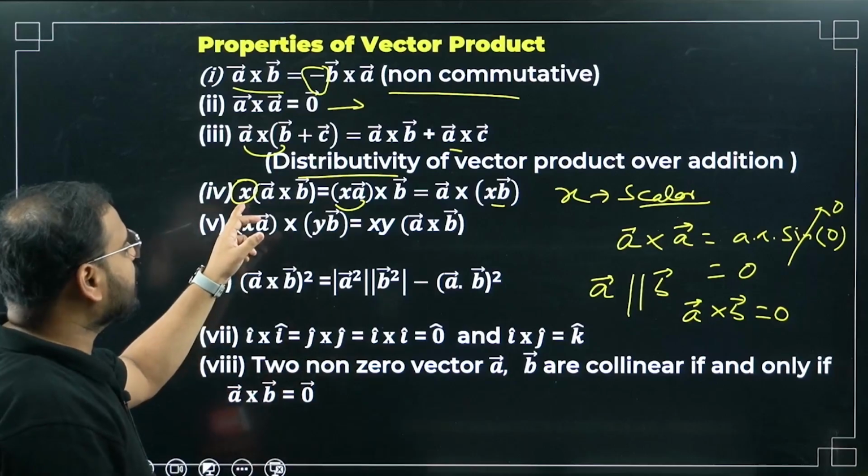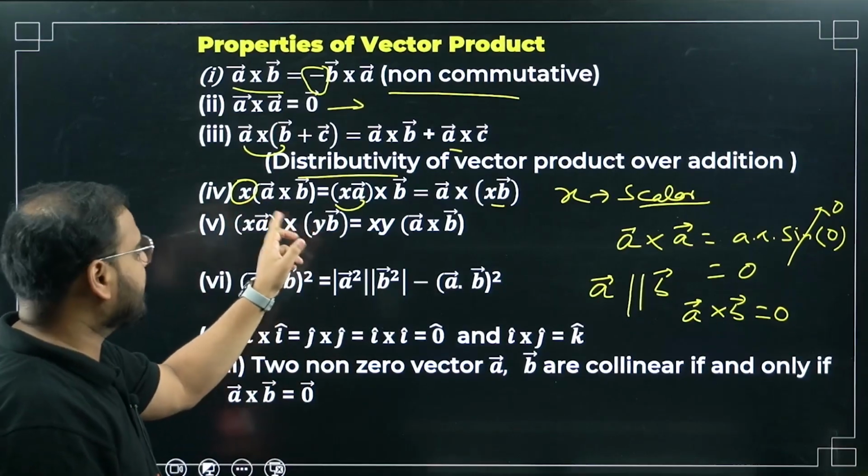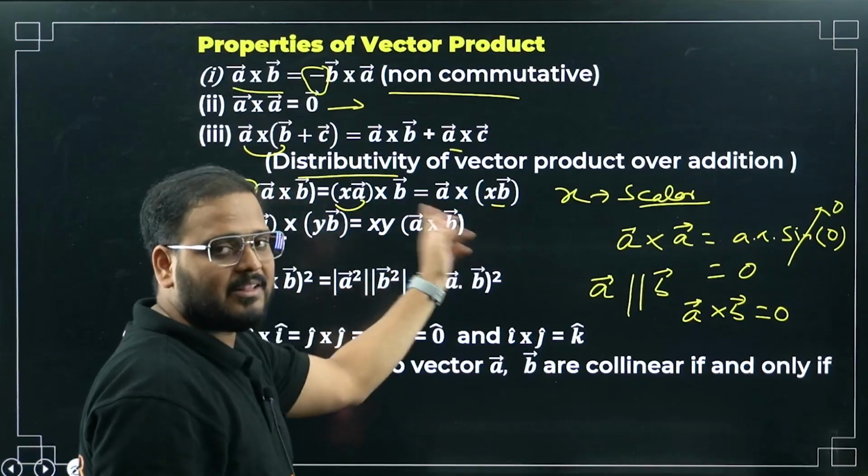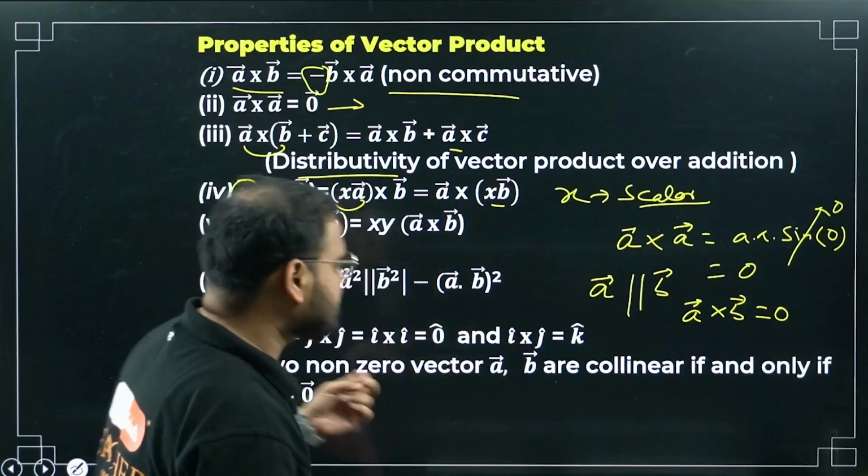So it's a scalar value multiplied with the cross product of vectors a and b. Then you can multiply the scalar with a and then do the cross product, or multiply the scalar with b and then do the cross product. The result will remain the same.